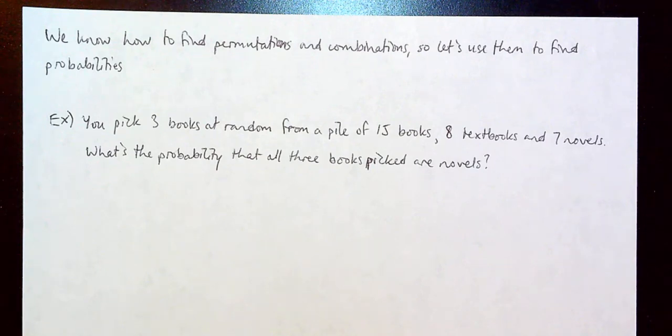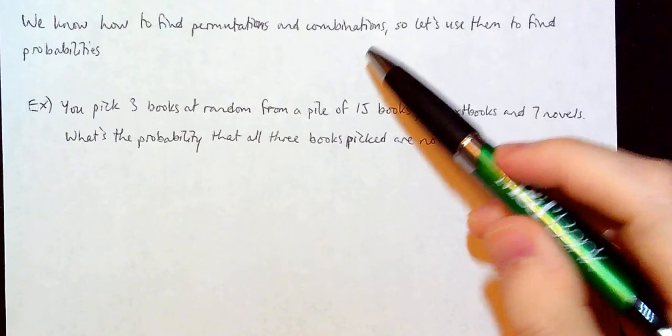But here, for our question, it just says all 3 books that are picked are novels. It doesn't say anything about picking anything in any kind of order, so that means we're going with a combination here.